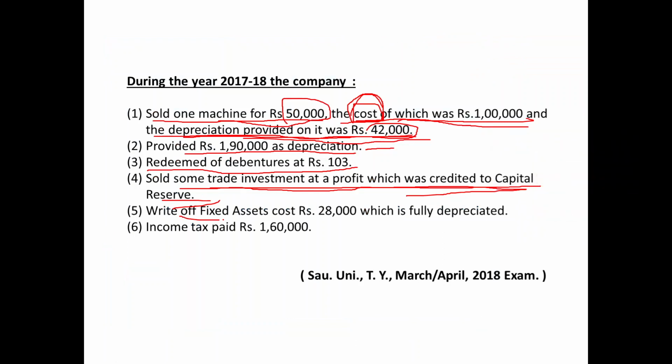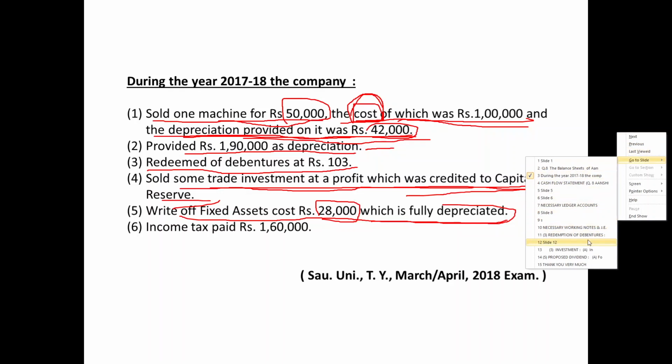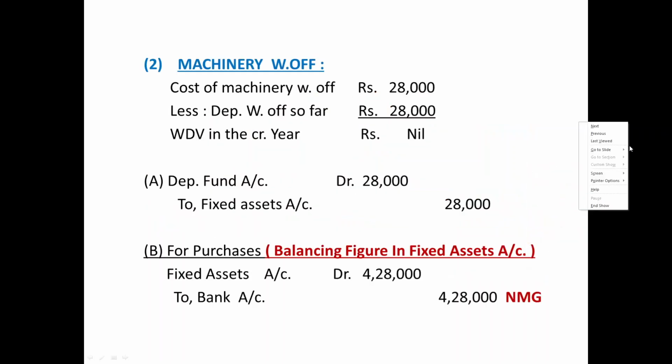Write-off. Fixed assets costing rupees 28,000, which is fully depreciated. One fixed asset, the original cost of which was 28,000, which is fully depreciated, has been written off in the current year. Let us prepare a small working note for this item. Don't forget the company follows the depreciation fund system.